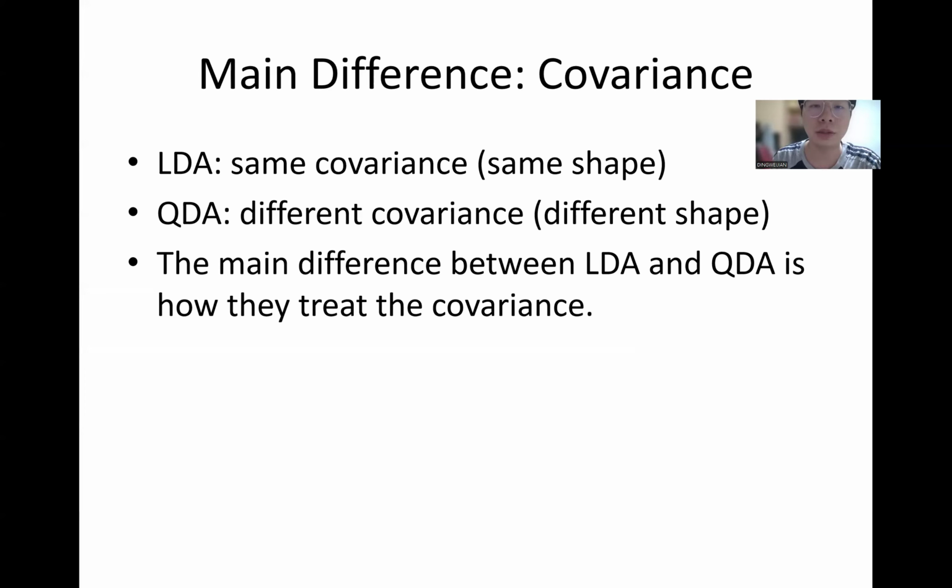The main difference between LDA and QDA lies in covariance. LDA assumes all classes share one covariance matrix, but QDA, in contrast, allows each class to have its own covariance. Because of that, LDA always gives a linear boundary, while QDA can produce a curved one. This one difference changes how the model behaves completely.